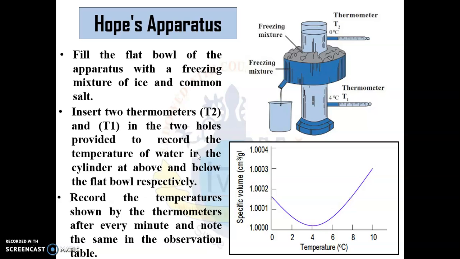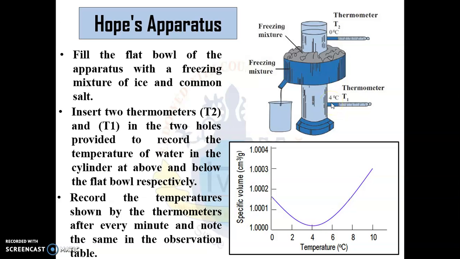Let us understand why this happened this way. Initially, the temperature of the water in the middle of the cylinder lowers due to the freezing mixture in the outer bowl. Since the temperature of the water there decreases, its volume decreases and its density increases, because density is inversely proportional to volume. The water with higher density moves downwards. Therefore, the lower thermometer T1 shows rapid fall in temperature, and this continues till the temperature of the water becomes equal to 4 degrees Celsius.